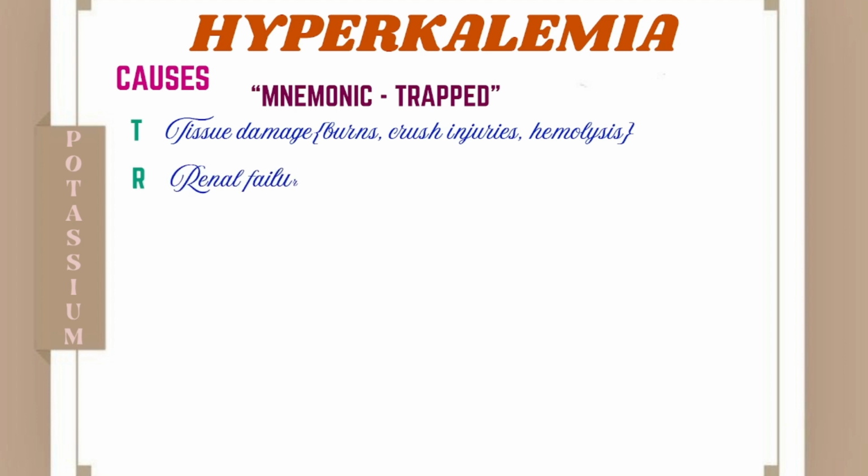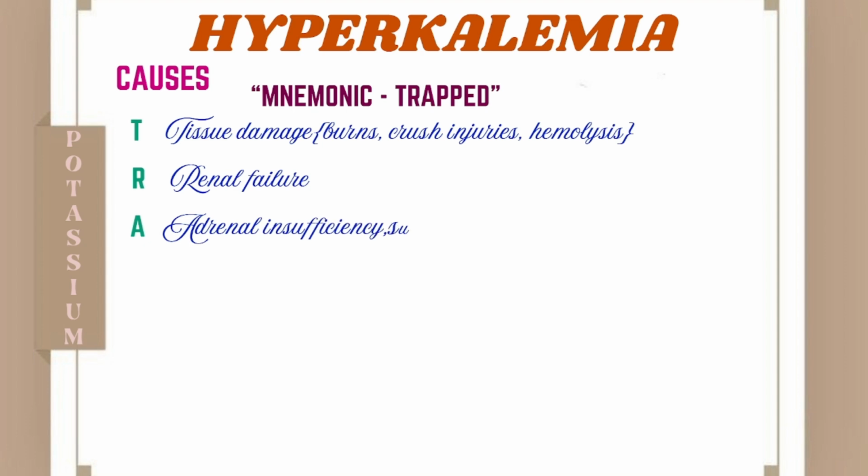R. Renal failure. We know that kidneys normally excrete potassium. So if there is any kidney disease, then more potassium will build up in the body because of less excretion of potassium, so hyperkalemia develops.